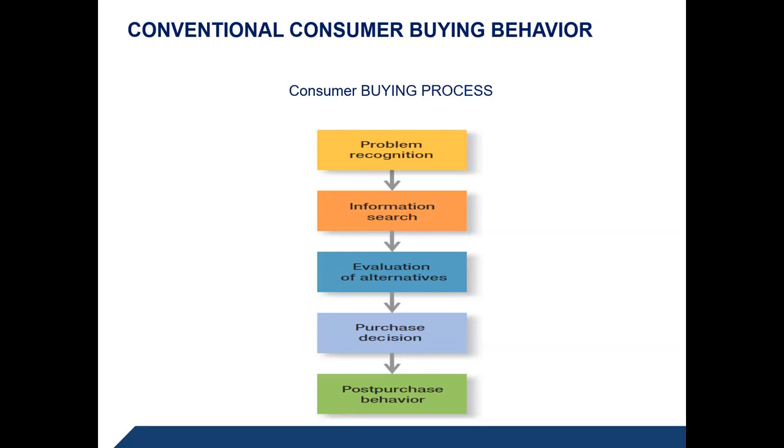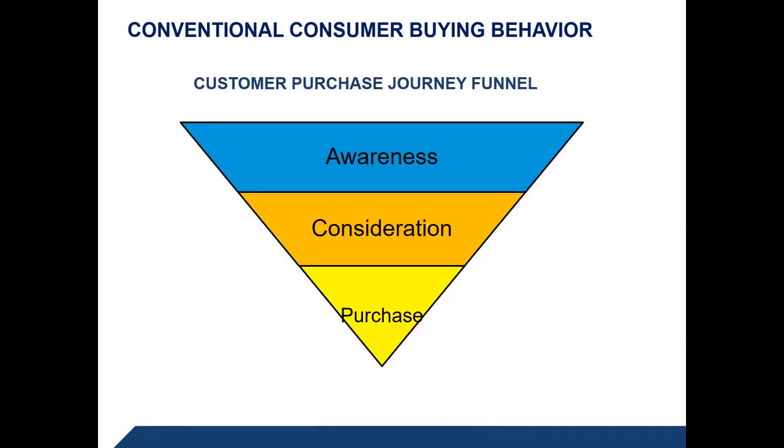But just to get you started and to get you to recall, this is the typical buying process. In addition to this, you would have learned one more concept, that is the consumer's purchase journey. Now, the entire purchase journey can be mapped in the form of a funnel, where the first stage is awareness, and then consideration, and then purchase. Now, these two slides can be linked together because here the awareness stage in the purchase journey is linked back to the problem recognition stage.